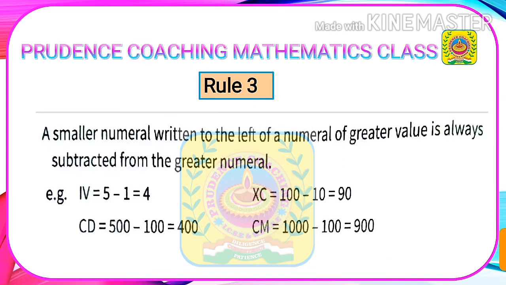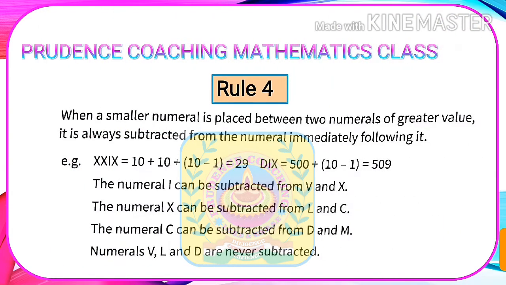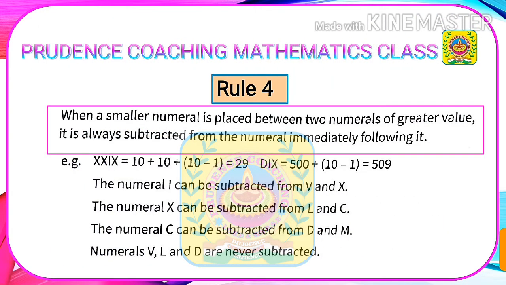Now let us move on to rule number 4. In rule number 4, it is given that when a smaller numeral is placed between two numerals of greater value, it is always subtracted from the numeral immediately following it. So let us clarify this with the help of an example. So my dear students, as you can see here, we have XXIX. X means 10. After that we have another 10. Next we have I and next we have 10.